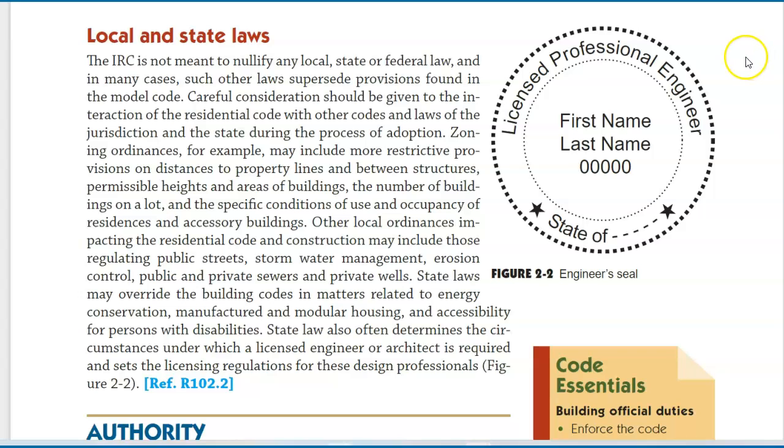State laws may override the building codes in matters related to energy conservation, manufactured and modular housing, and accessibility for persons with disabilities. State law also often determines the circumstances under which a licensed engineer or architect is required and sets the licensing regulations for these design professionals. Fig. UR 2-2. Ref. R102.2.